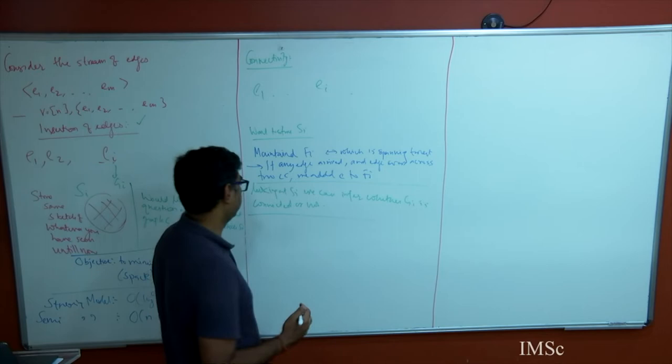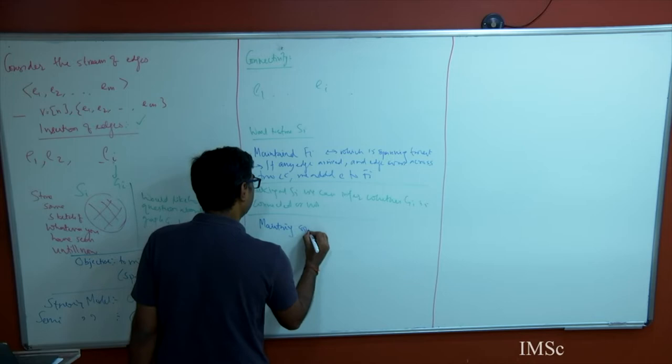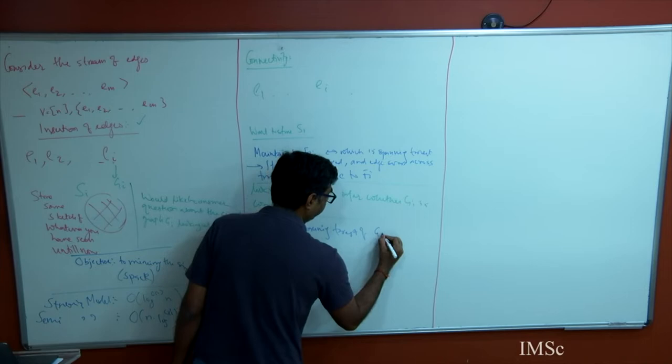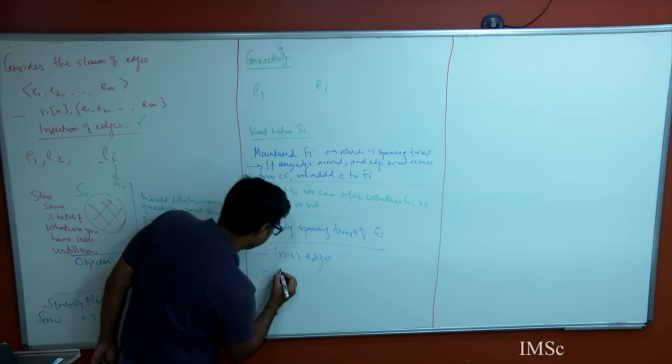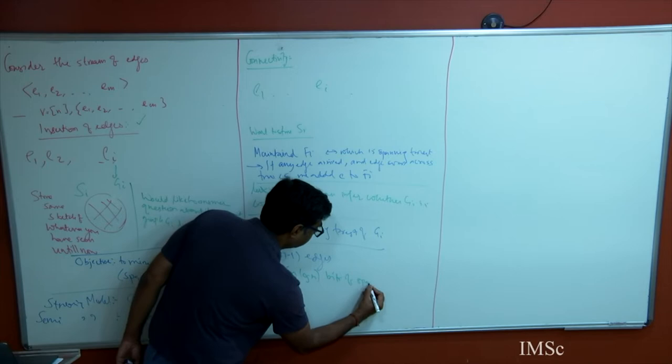So we are maintaining a spanning forest of G. How many edges will we be storing? We will be storing at most n minus 1 edges, and the total amount of space it is going to take is order n log n bits of space.